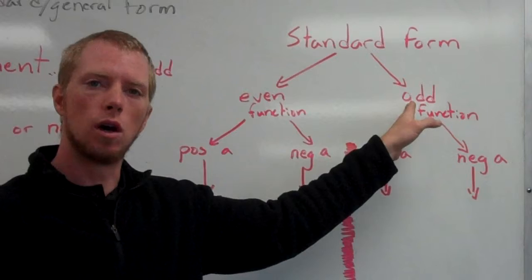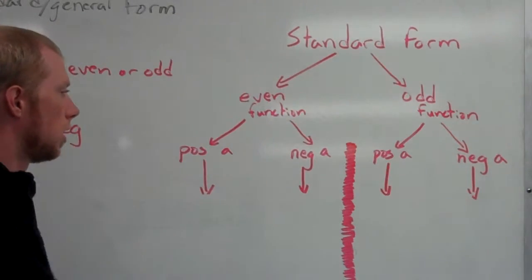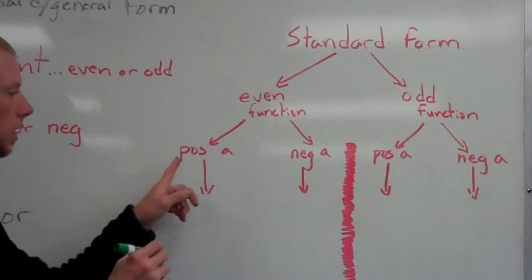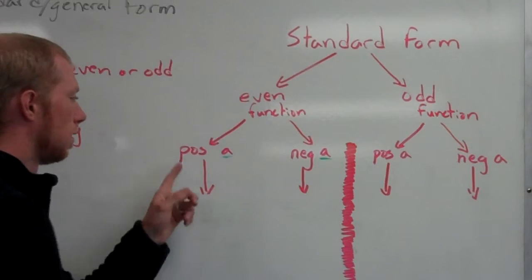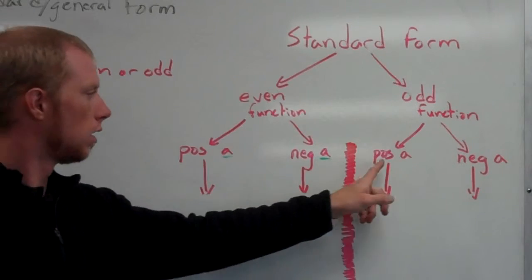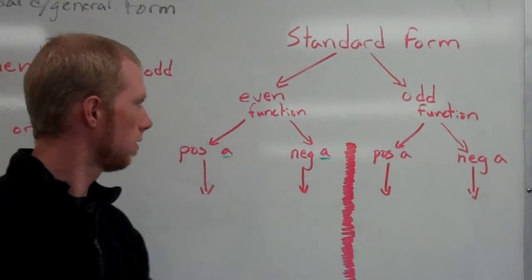And don't forget that linear functions have an exponent of 1, therefore they are an odd function. Once I get here, though, I have to ask myself a second question. The second question is my lead coefficient, my A, is it positive or negative? Same question here. Is the lead coefficient positive or negative?